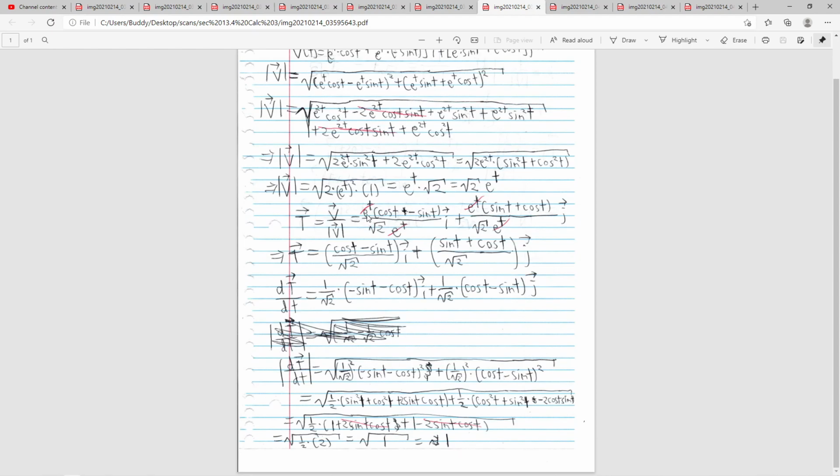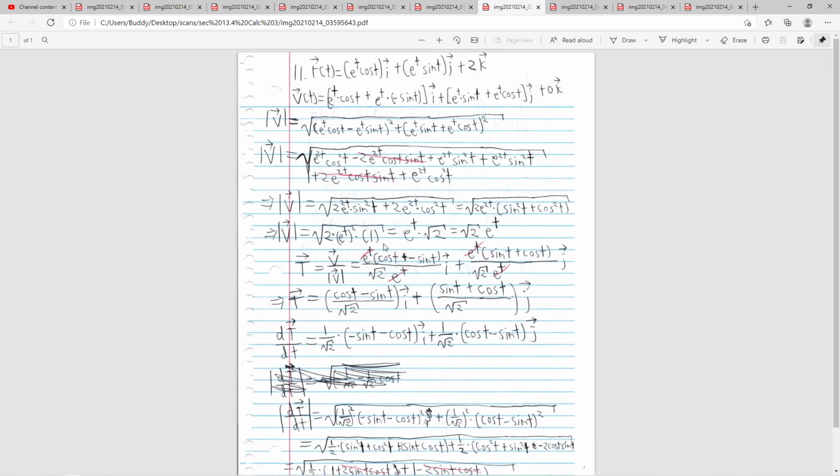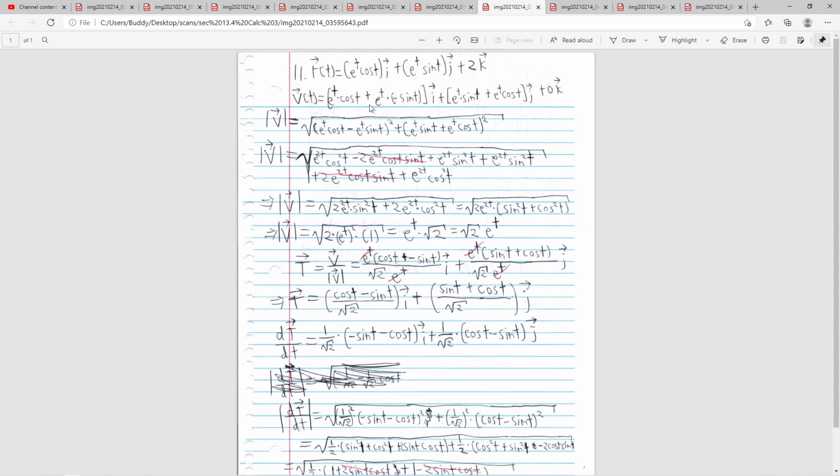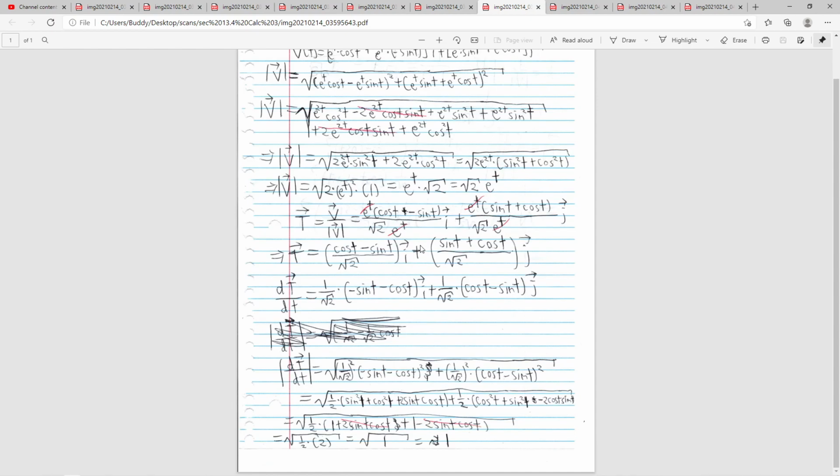And you divide by these, you cancel out, because technically in each of these you can factor out e to the t. That's what I did quickly here without showing it too much. So they cancel out, and you have just cosine t minus sine t divided by square root of 2, and sine t plus cosine t divided by square root of 2, for i and j.